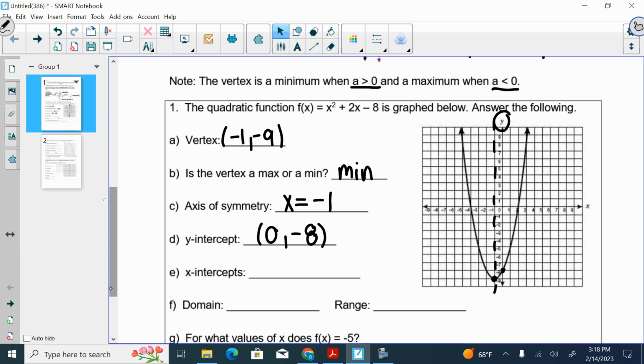Okay, and then it wants the x-intercepts. That's where it touches the x-axis, right? So this is the x-axis running this way. How many times does it touch the x-axis? Twice. Touches it once right here and once right here. Where are those 2 points at? Very good. So -4, 0, and 2, 0 are my x-intercepts.